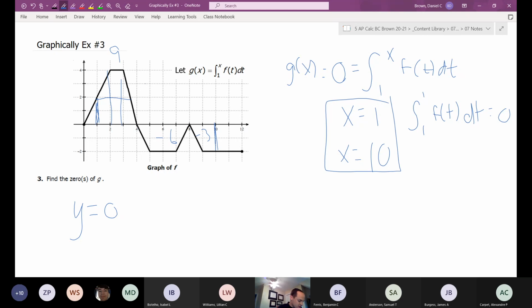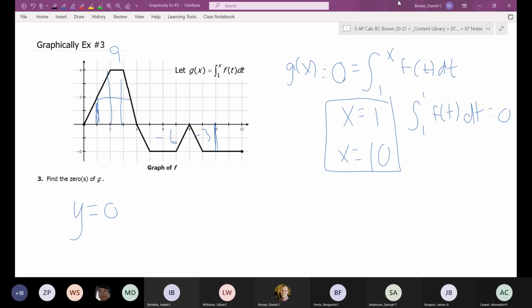I know there's not going to be any more locations. The rest of that graph as I continue through is negative, so there's no way that we're going to go back positive to negative again. I could move backwards, but if I'm starting at 1, there's not much region before 1 for me to cancel out an area and have a net area of 0. Questions on that problem?